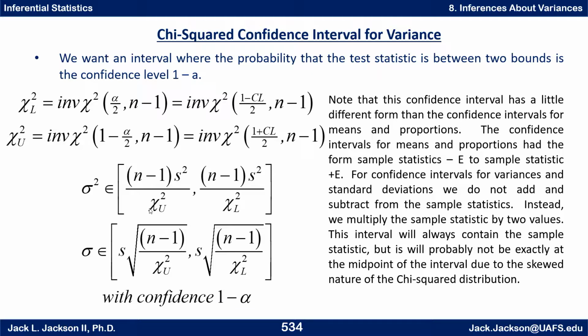The higher one goes in the denominator in the first part, and the lower one goes in the denominator for the second part. And then your sigma squared goes from n minus 1 times s squared over that chi-square upper up to n minus 1 times s squared over the chi-square lower.